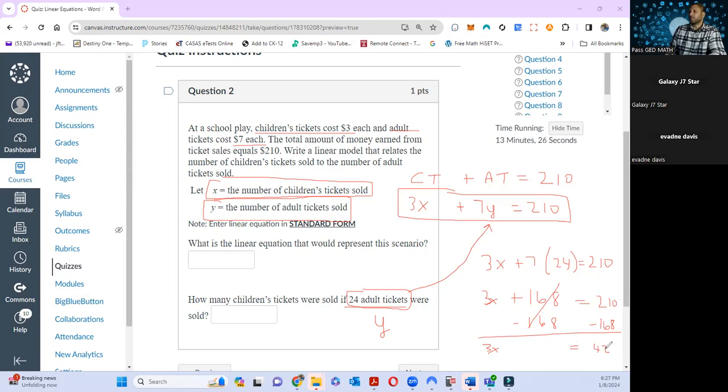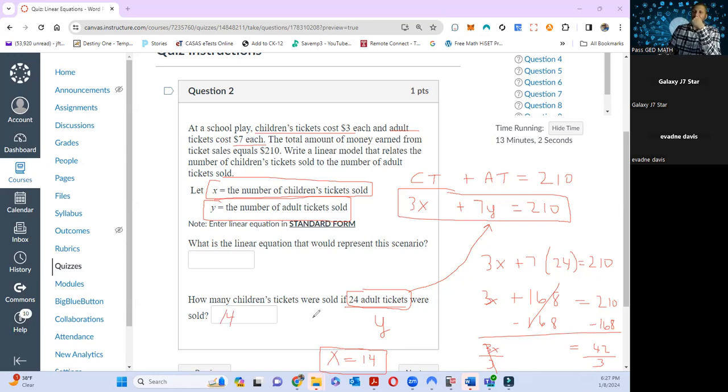Divide. Divide by what? 3. Divide both sides by 3. The 3s cancel, and x is equal to 14. So remember, x stands for the number of children's tickets sold. So how many children's tickets were sold? 14.